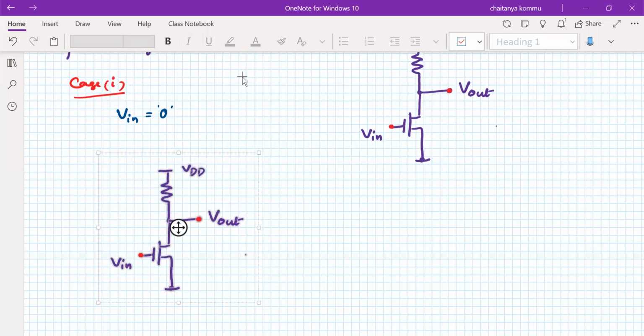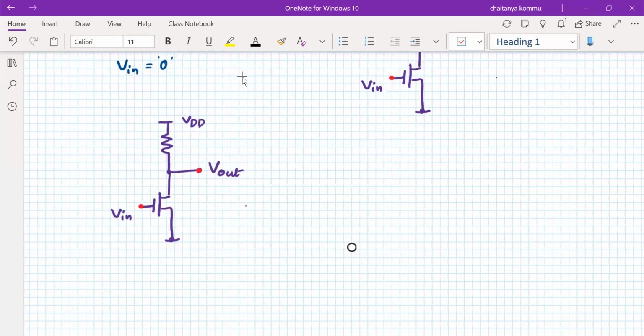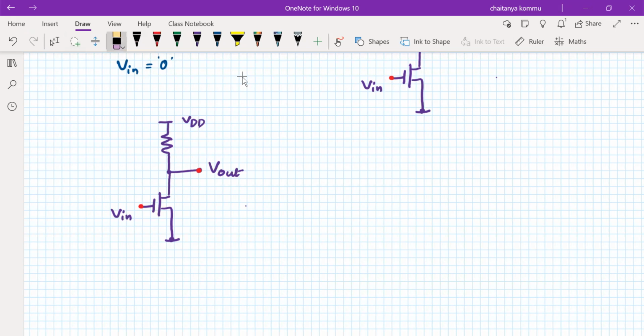What is happening here? Observe. As I mentioned, if the input of the nMOS transistor is at logic 0, this transistor becomes off. So this transistor becomes off. Agreed?